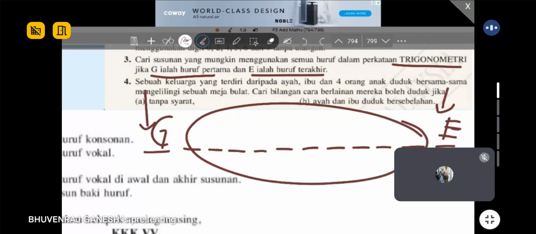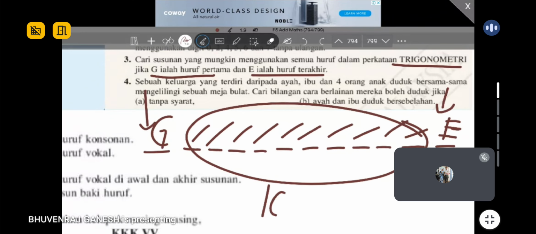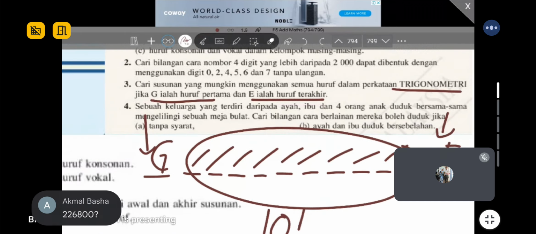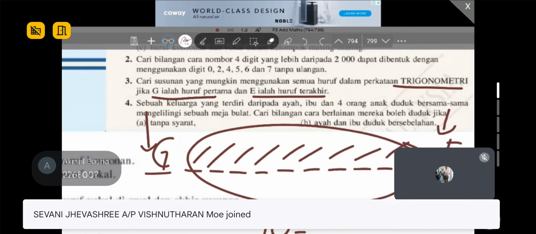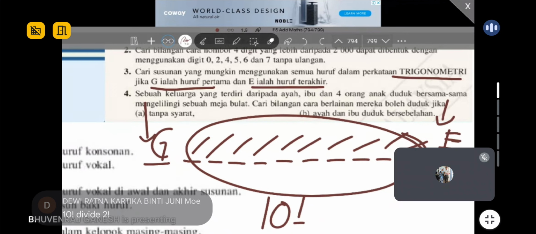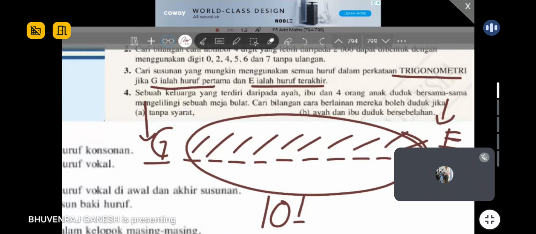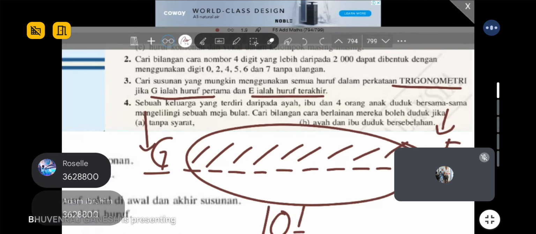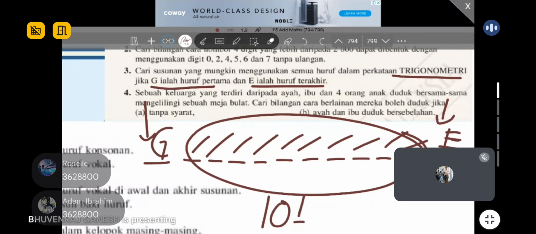So anyone? Total positions here is 10. 5, 6, 7, 8, 9, 10. Okay, so 10 factorial, because you can arrange 10 letters randomly. Is that all, guys? Is that all? Did you typo, Akmal? Because I think you got one extra zero. Nope. Not accurate yet. Guys, did you forget one condition?